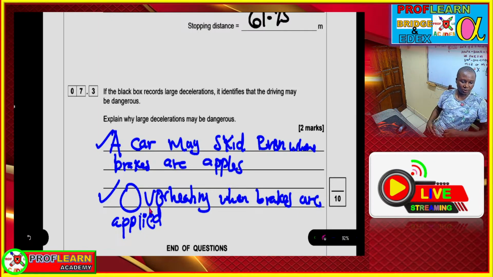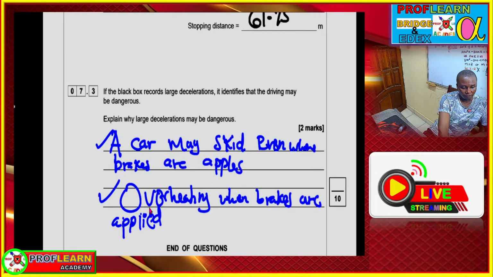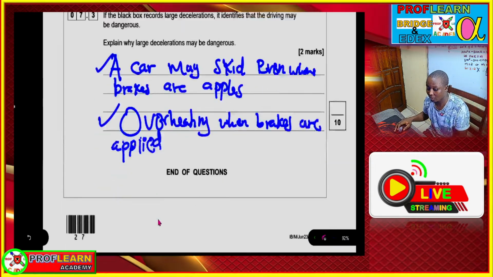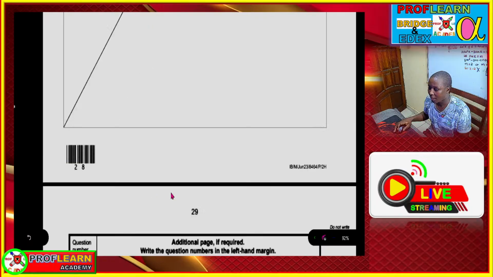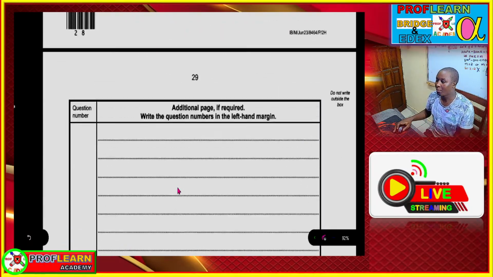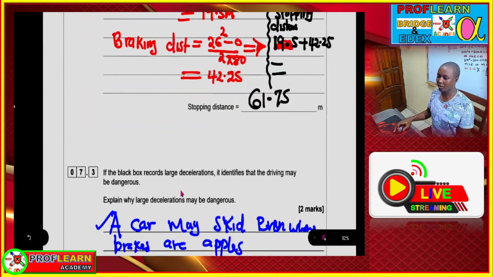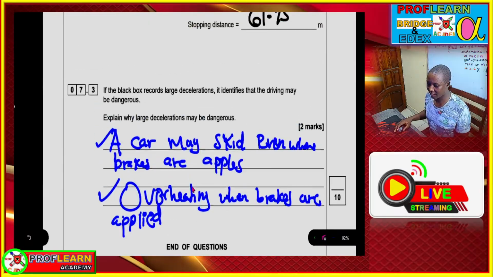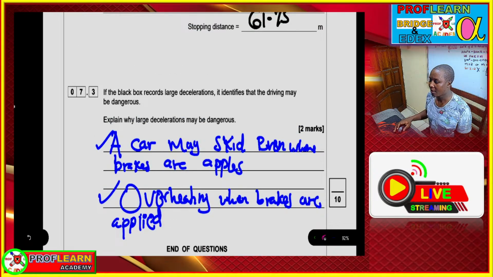Yeah, it may cause overheating, and also the greater deceleration will cause a greater force, and this greater force can also cause an accident. So basically this is what you are supposed to do, and as far as AQA physics is concerned, all these questions that we have discussed here are to enable you to understand how you are supposed to answer different questions.